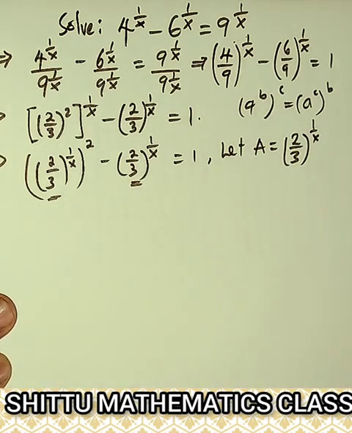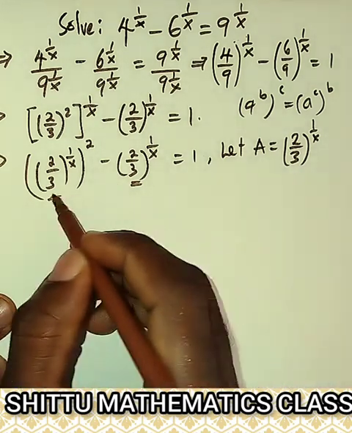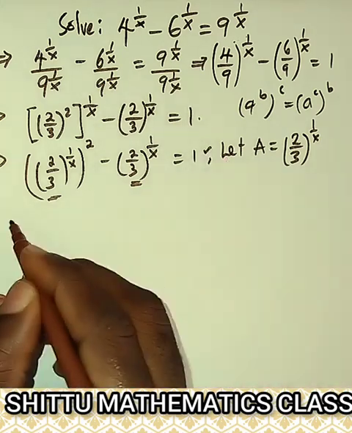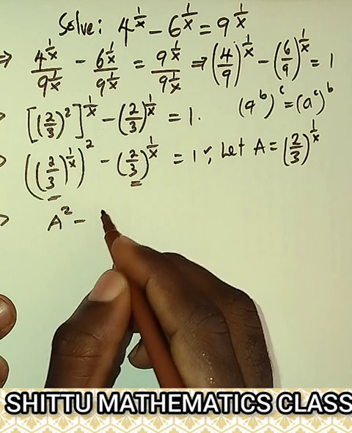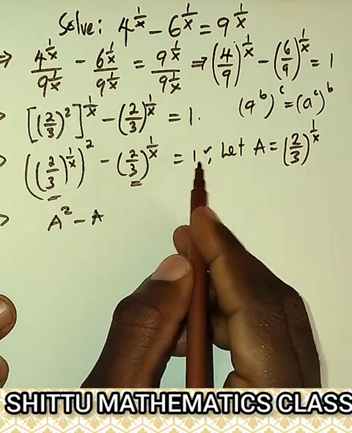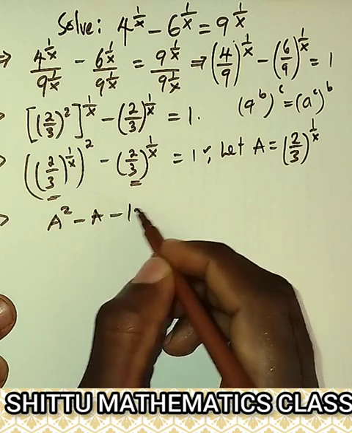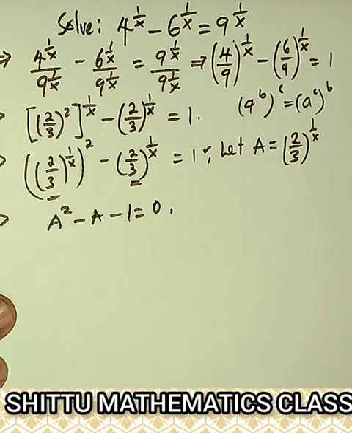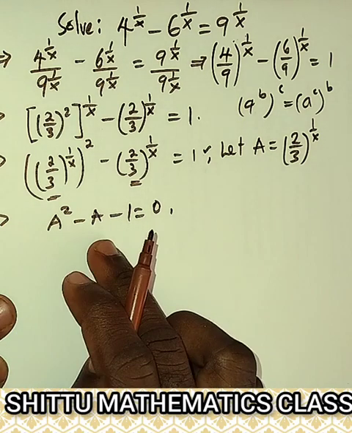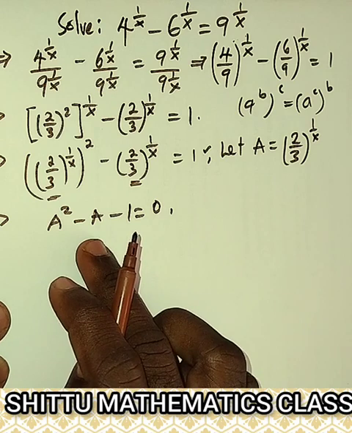So now the next thing we are going to do is, anywhere we see 2 over 3 to the power 1 over x, we replace it in this equation. So we are going to have a squared minus a equals 1. This 1 can come to the left hand side to become minus 1, then we have 0. So this is an equation in terms of a, that is a quadratic equation in terms of a.